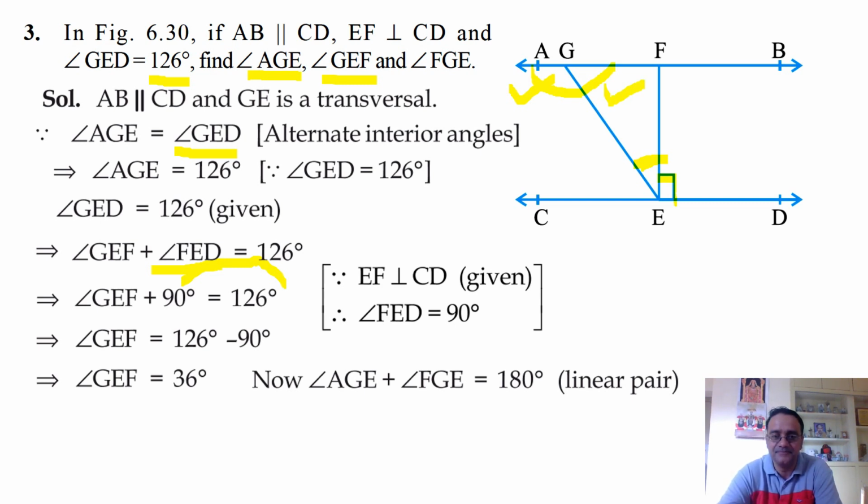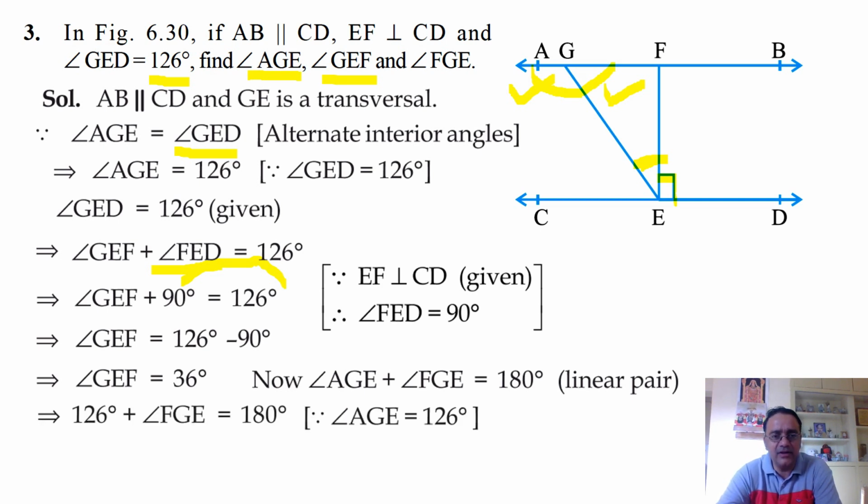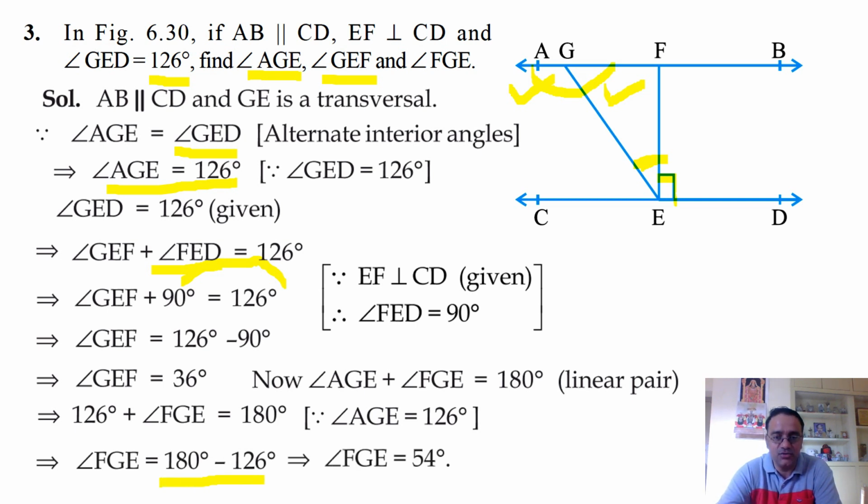That is linear pair. And in place of AGE, we can write 126 degree. Already we got in the first, यहाँ पे हम लोग को already मिल चुका है 126 degree. So angle FGE will be equals to 180 minus 126 degree. And if we subtract these two, we'll get finally 54 degree. So this is question number 3.